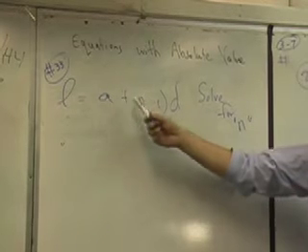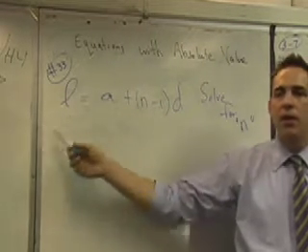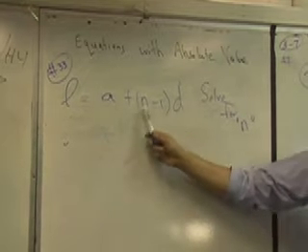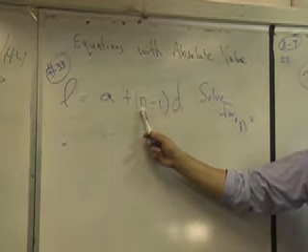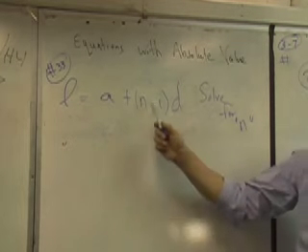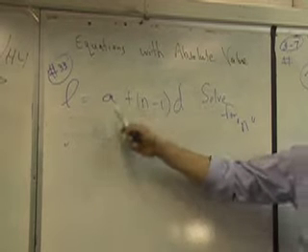This is number 33 from page 144, and it has to do with literal equations, and in this case we're solving for n, and n is stuck inside the parentheses. So we have no choice but to try to get it out by distributing. The tricky thing is, what do you distribute?